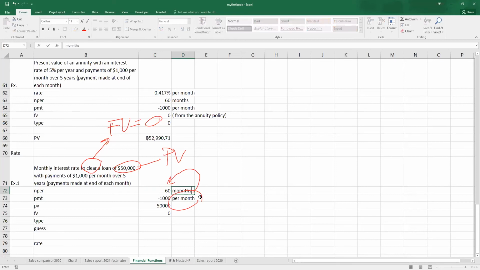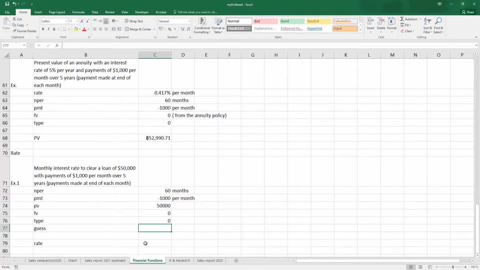That means 60 months. If you don't change it, the calculation will be wrong, because if you say it's just 5, Excel will think that you pay for 5 months, and the rate value it shows will be different. The type is 0 because you pay at the end of the month. For guess, we have no idea about the previous rate we had before, so in this one I just leave it and don't enter anything.